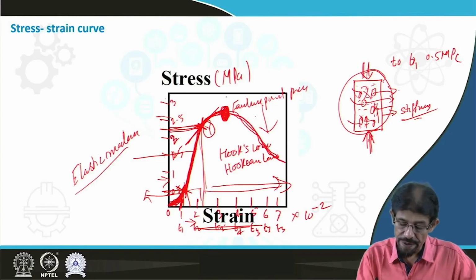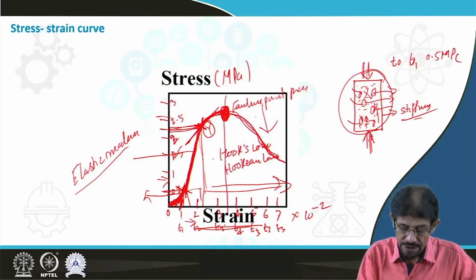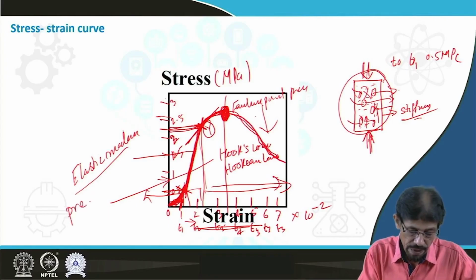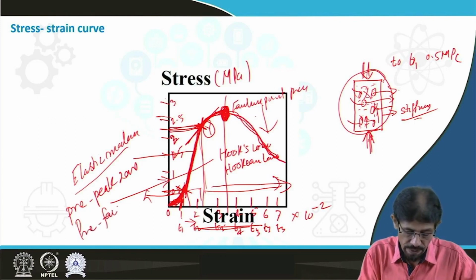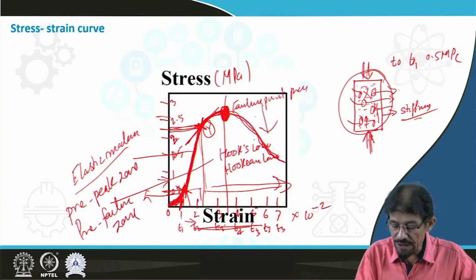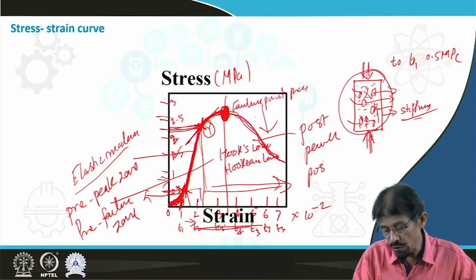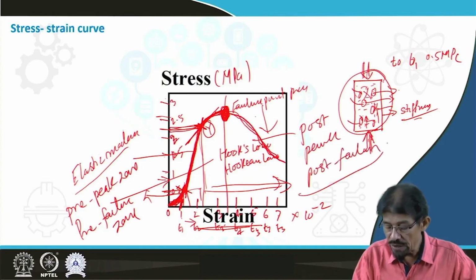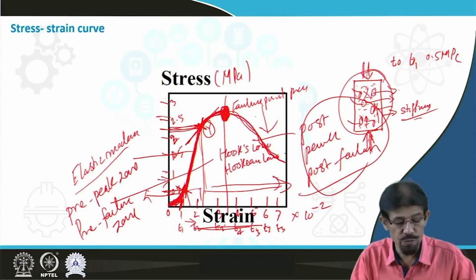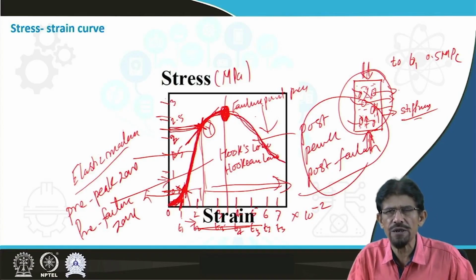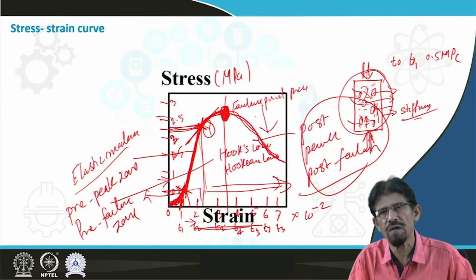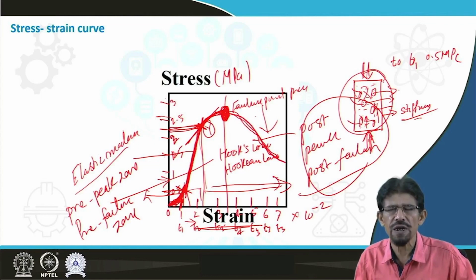So in this way, if we are going to divide this zone, we can say that this is the pre-peak zone or pre-failure zone, and this is the post-peak or post-failure zone. The different characteristics of pre-peak and post-peak are widely utilized for proper designing or understanding the behavior of ground, fractured ground, fragmented ground, intact ground, jointed ground, etc.